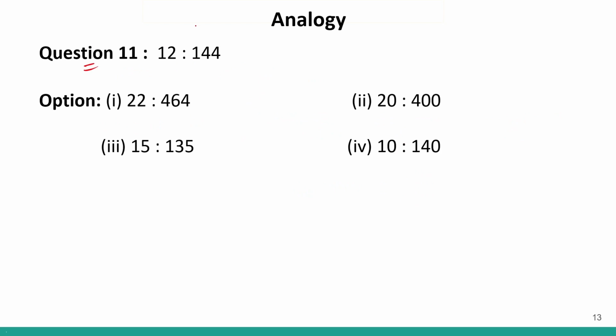Question number 11, very easy. 12 and 144 are related in a very easy way. If this is A, this is B. A square is giving me B. Simple relationship, 12 and 144. So A square is giving me B.